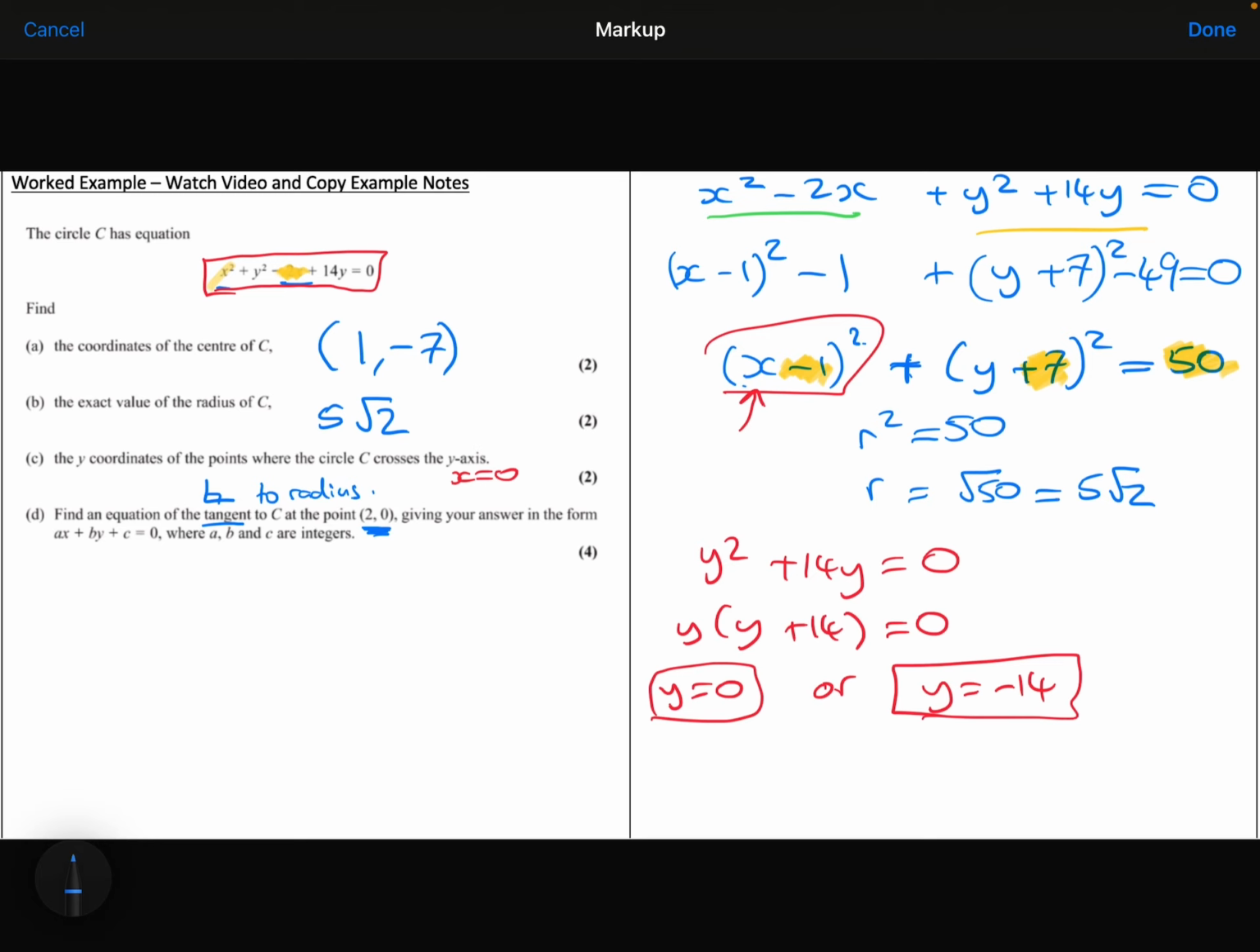So if the centre of the circle is 1, minus 7, the gradient of the line between 1, minus 7 and 2, 0. Let's do that. So the change in the y coordinates is going to be 0 take away negative 7. The change in the x coordinates is 2 minus 1. So the gradient of the radius is 7. That means that the gradient of the tangent will be minus 1 over 7.